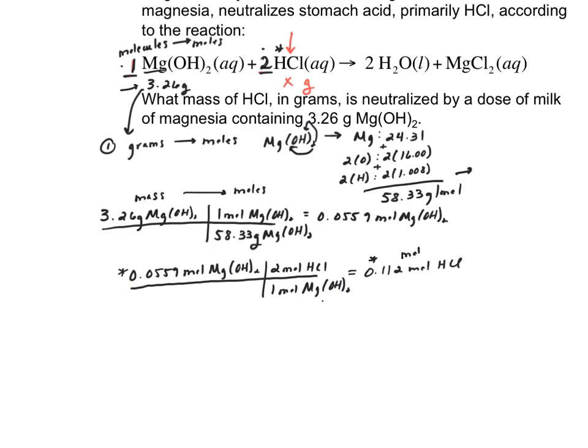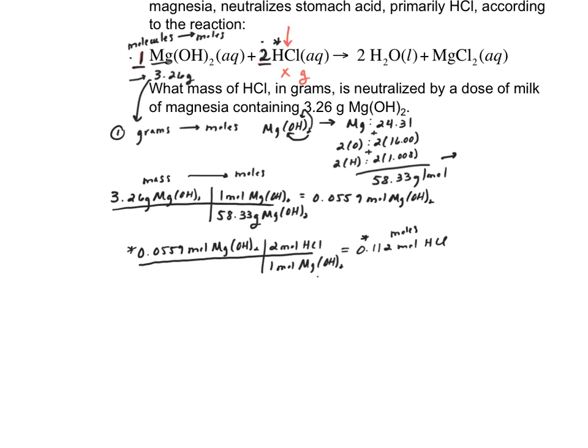Now, the problem is this is in moles, and we want to come out of this in grams because they're asking for the mass of HCl. So this last little step, we're going to take the moles of HCl and convert to grams by utilizing the molar mass of HCl. For HCl, we have an H, which is 1.008, and a chlorine, which is 35.45. When we add these together, we get a molar mass of 36.458 grams per mole.